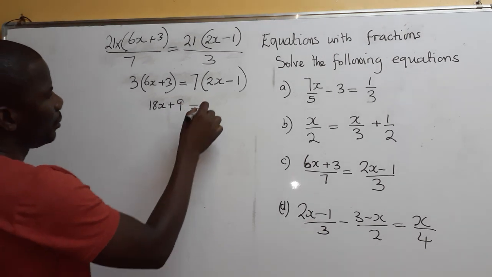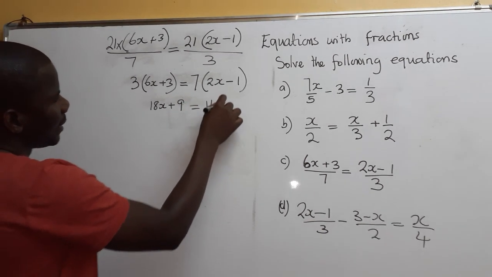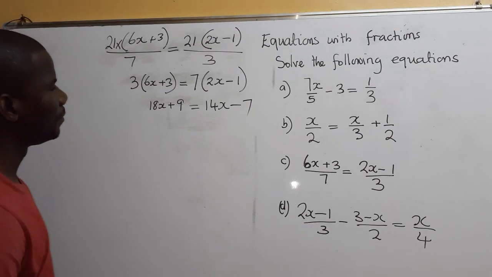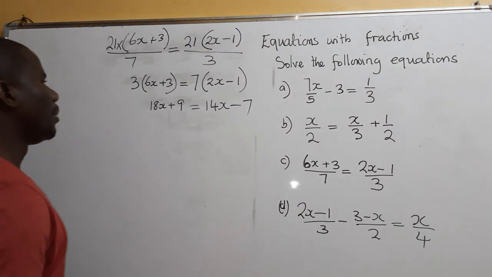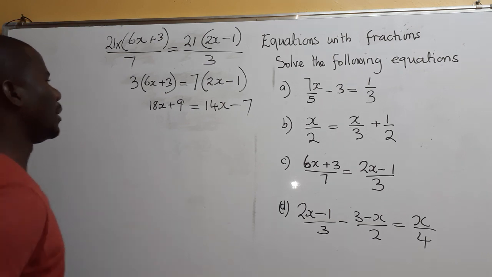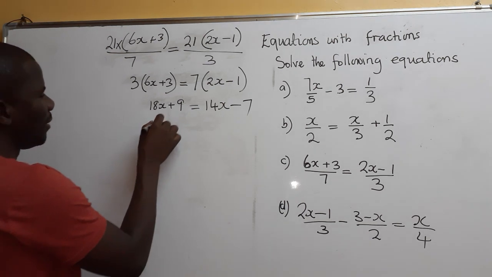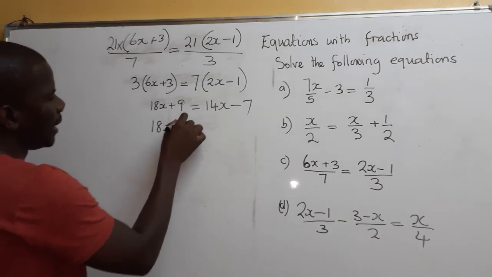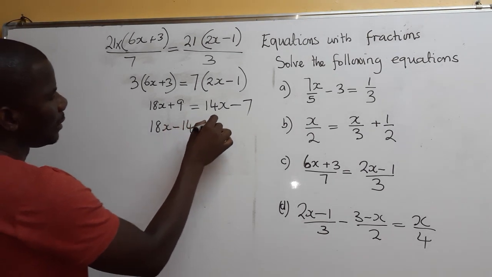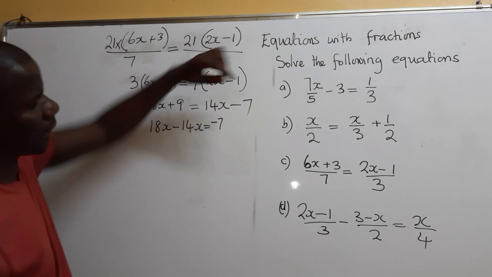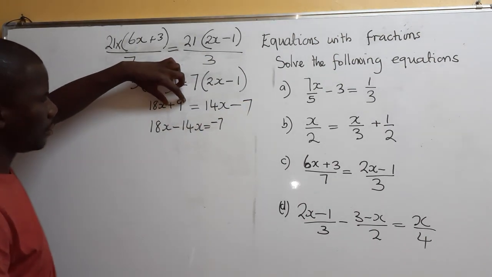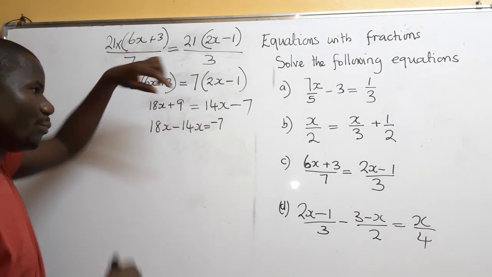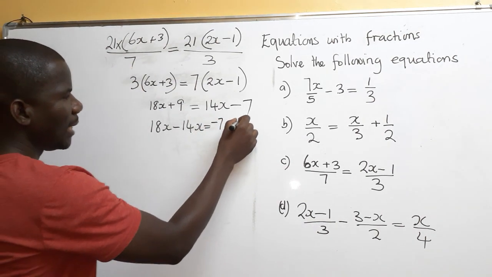This is equals to 14x minus 7. Is that clear? So we put the like terms together here. What do we mean? We're going to have 18x minus 14x is equals to negative 7. You see what I've said? This has to remain as a minus 7. Then this one, the additive inverse is going to be a minus. So it comes this side as minus 9.